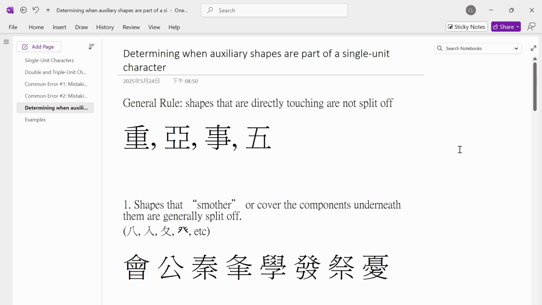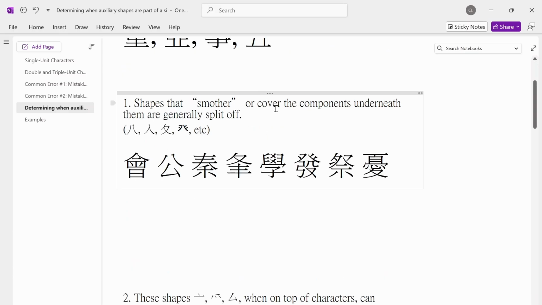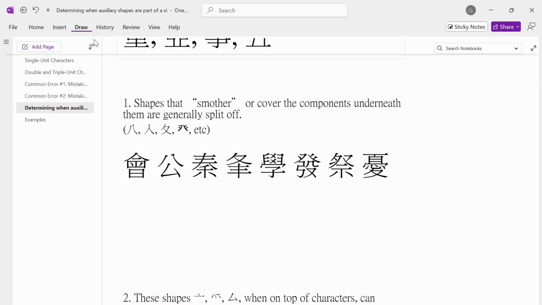Now, at this point you may be thinking, how can I know when a stroke is its own unit or part of a larger single unit? There are some general rules that can help you determine this, and I will go over a few of these. As a general rule, shapes that are directly touching are not split off. So all of these examples are single unit characters. On the other hand, shapes that smother or cover the components underneath them are generally split off.